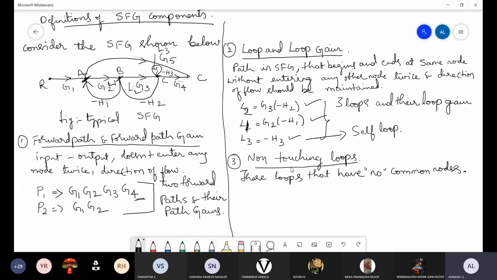That is why, in the given SFG, you can write that L1 and L3 are non-touching loops.